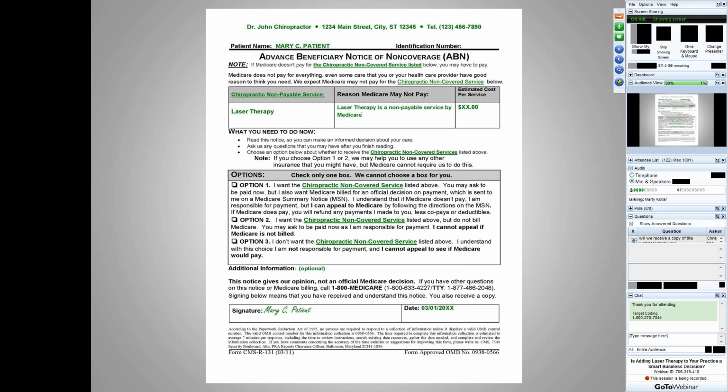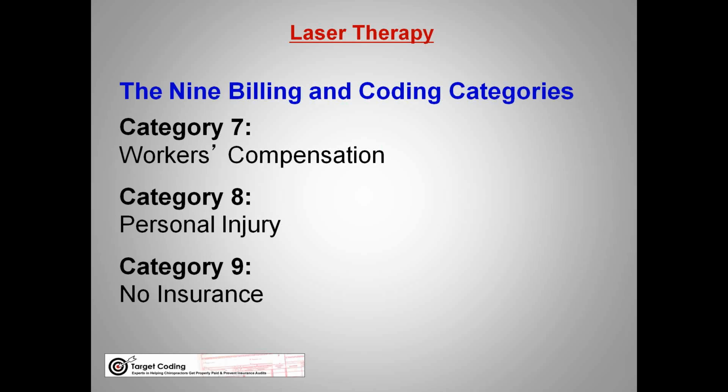Option 1 means they want the laser, but they also want you to bill Medicare just for denial purposes. Option 2 means that they want the laser therapy, but you don't have to bill Medicare, so I would prefer they check option 2. And option 3 means they don't want the service at all. Make sure the patient signs it and dates it.